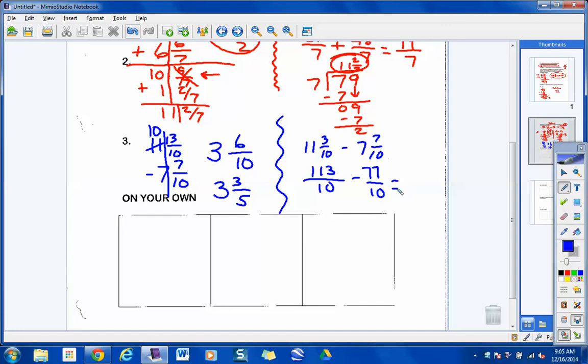All right, so up top, I can take 113 minus 77, which I believe is 36. So I've got 36 over 10. Once I've performed the operation, 36 over 10 is improper, so let's run it as a mixed number. So I'll put the work down here, guys. 36 divided by 10. How many times will 10 go into 36?